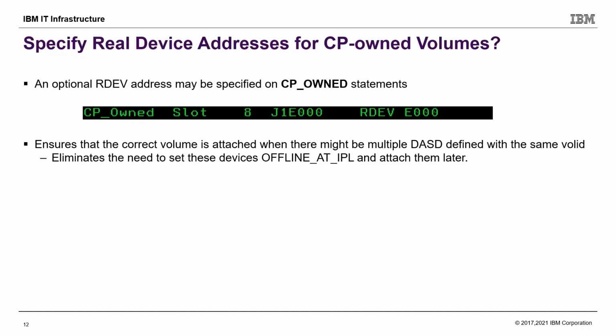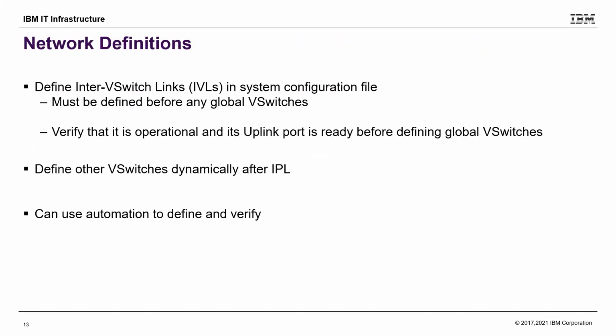So this, again, both of these can prevent issues with the wrong system writing on a volume, which would cause problems, data integrity, corrupt data, things like that. For network definitions, you can define your networks, your vSwitches, etc., in the system configuration file. If you're using inter vSwitch links or IVL type vSwitches, they need to be defined in the system configuration file. And they also must be defined and operational before you define any global vSwitches.